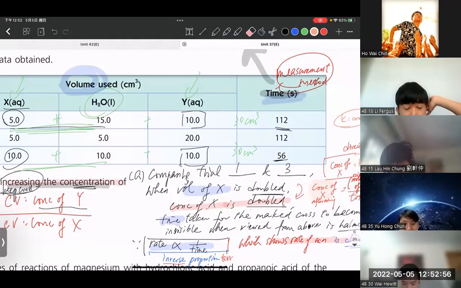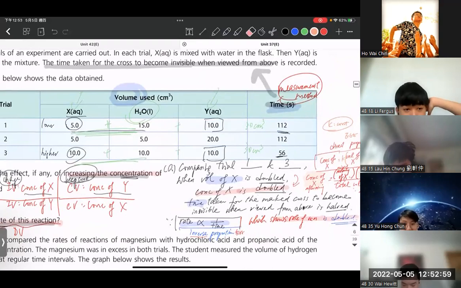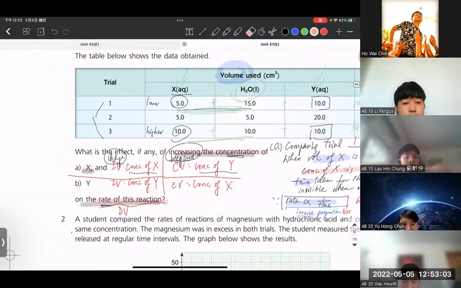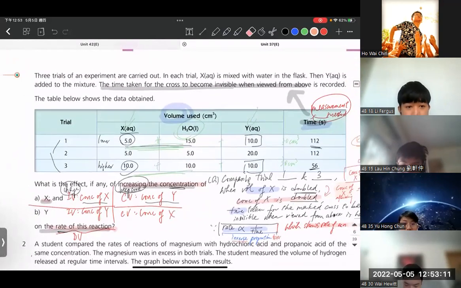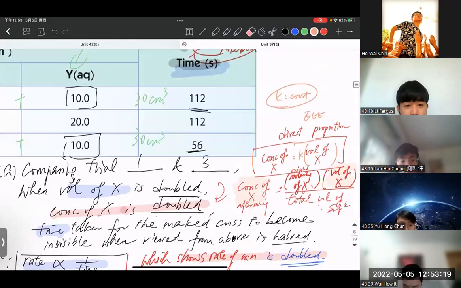Okay, so that's why the blue one is indirect data. You come to your own data for your own use, which matches with the question. Can you see that the question asks for concentration of X, but based on the data above, you do not have any direct data to tell you concentration of X. You have to calculate by yourself.